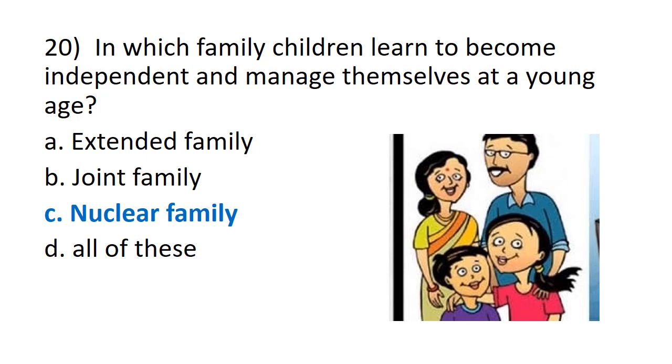Now in a nuclear family, the number of people is less: father, mother and children. Parents keep guiding the children to do their own work by themselves, and this makes them independent, and this makes them manage themselves at a young age. So the right answer to this question is nuclear family, and the last option is all of these.